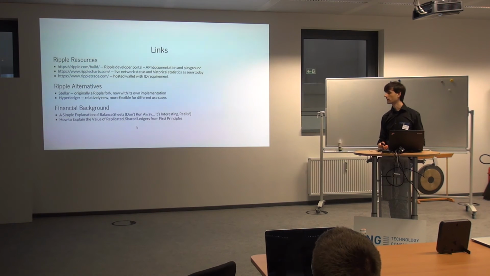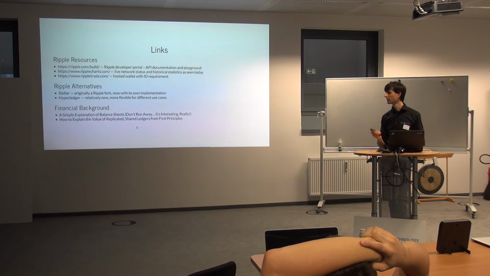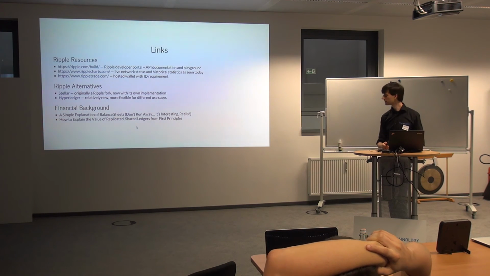Ripple is by now not the only network that's offering something like that. It is the oldest and the most established one. But there's Stellar, for example, which originally was a Ripple fork, but now they have an independent code base. And there's Hyperledger, which is doing something similar, but more specialized for certain things. I also recommend reading the following if you want to understand more of this financial background and accounting stuff. Don't run away, it's interesting, really. That's the title of a blog post which explains this stuff. I think we're going to put the slides online, so you can just click on it.